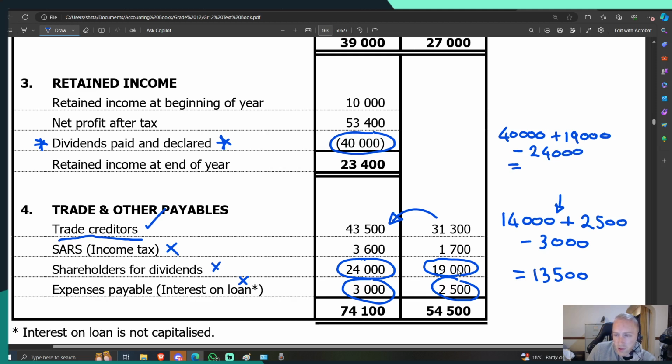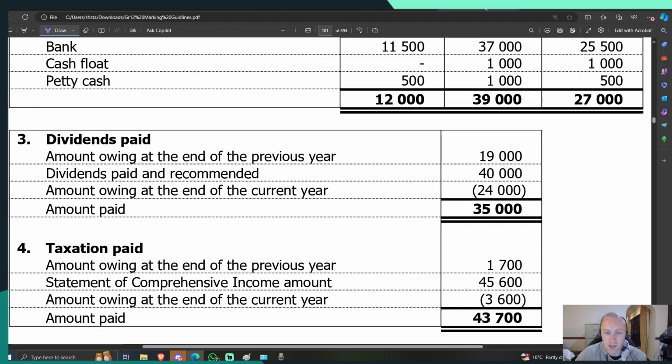Let's see, 40 plus 19 is 59, minus 24 is 35. So that'll give us 35,000 Rand outflow of cash for payment of dividends. Let's look at it here. Dividends paid, the note to the cash flow statement.